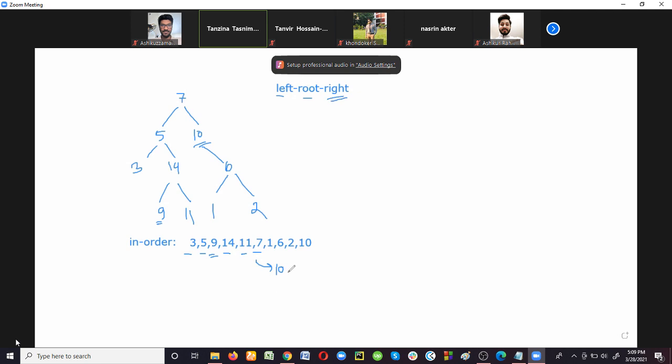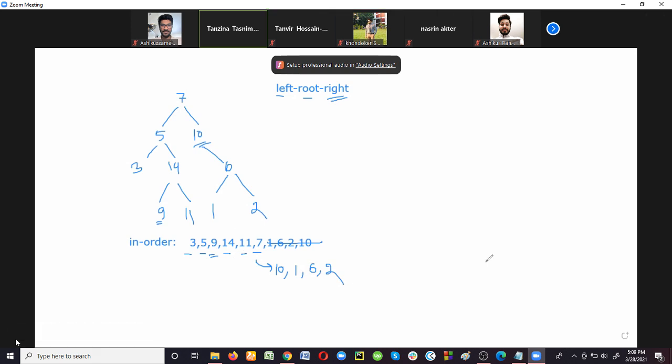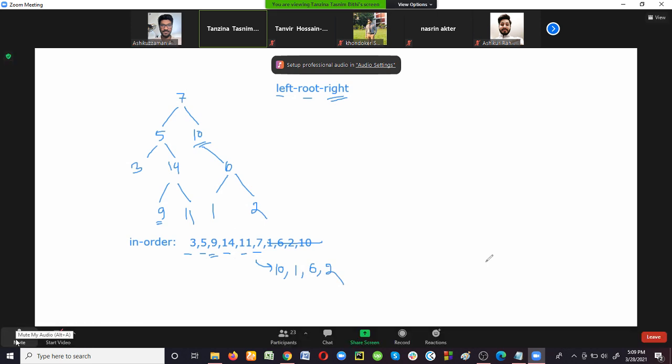So after taking 10, now we can take 6. Can we take 6? No, because 6 is a root node. 6 has two children, 1 and 2. That means after taking 10, we have to take 1, that is the left child of 6, then take the root node 6, and after that 2. So that is the correct sequence. Is it clear now? Yes, ma'am, got it.